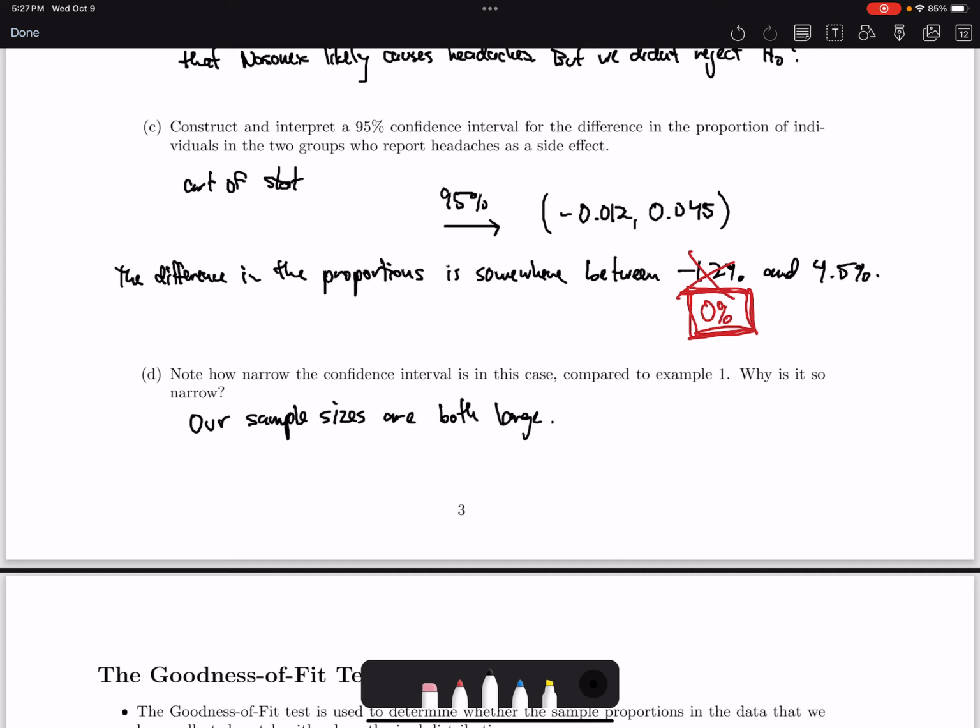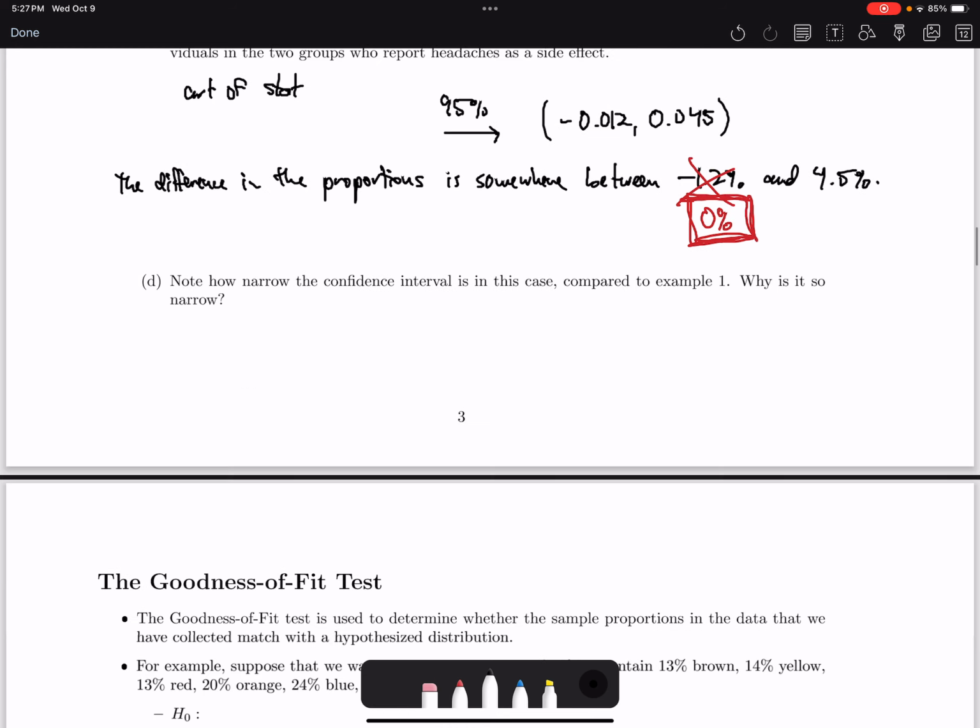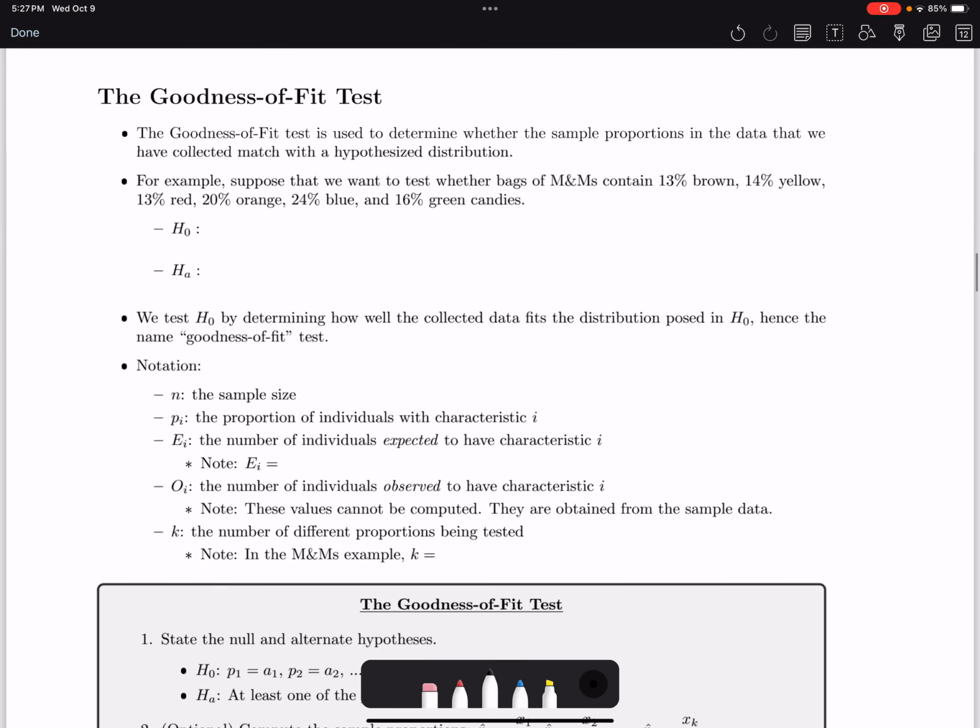So we're able to make good predictions with that. It's just that these particular predictions don't really show much of a difference. So Nasonex is vindicated. Okay, so that's it for the two-sample proportion testing. Let's look at goodness of fit testing.